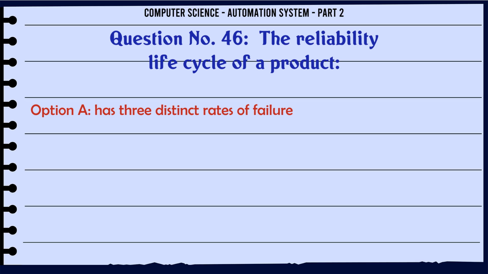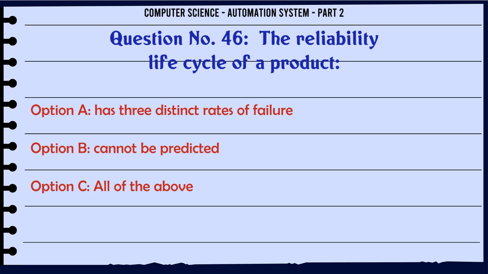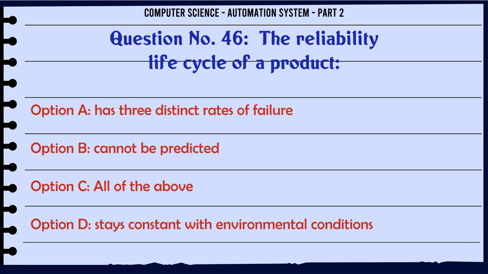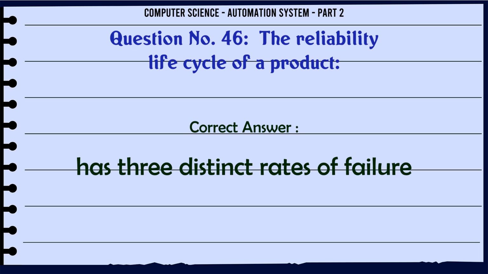The reliability life cycle of a product: A. has 3 distinct rates of failure. B. cannot be predicted. C. all of the above. D. stays constant with environmental conditions. The correct answer is has 3 distinct rates of failure.